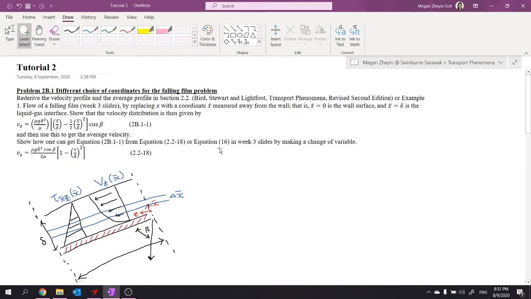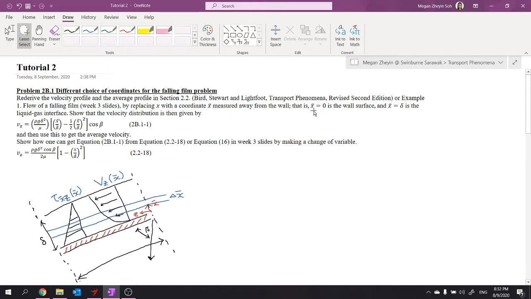So for the second problem in tutorial 2, problem 2b.1, different choice of coordinates for the following film problem. Rederive the velocity profile and the average profile in section 2.2 of this textbook, or example 1, the flow of a falling film in your week 3 slides by replacing x with a coordinate x bar measured away from the wall. Okay, take note of this.